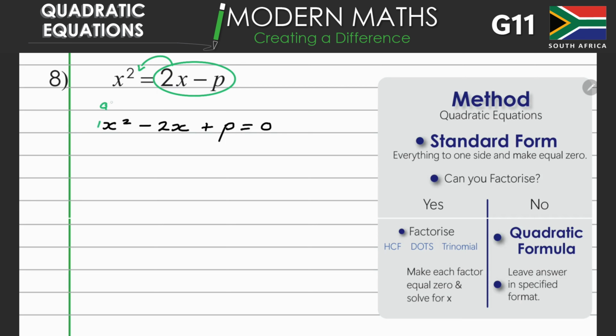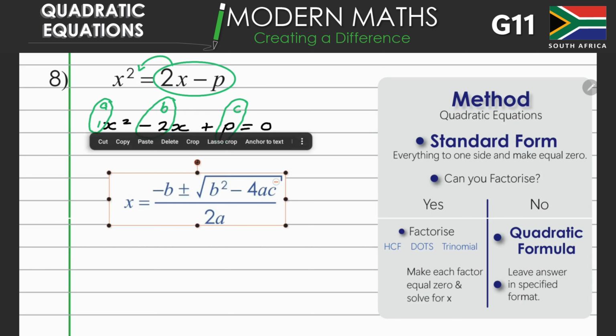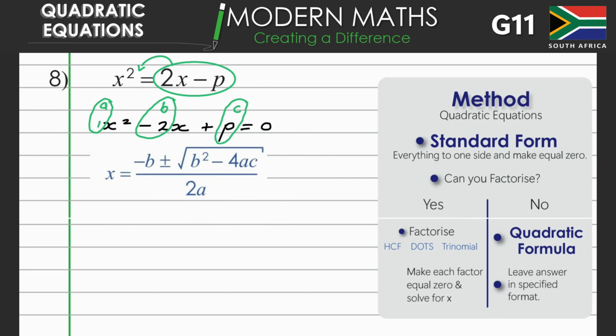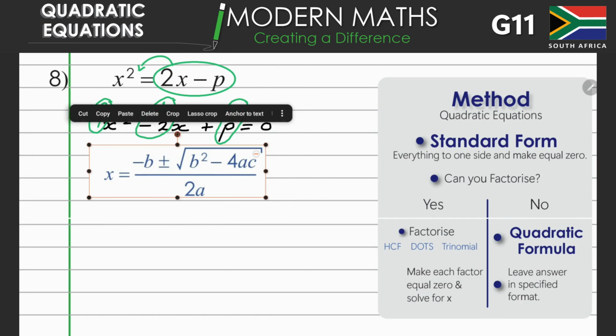So I take the 2x over, take the minus p over, and then from there I want to extract my a, b, and c values. So a is 1, b is negative 2, and c is the thing without x, so c is just that lonely little p at the end. From here you cannot factorize, so you have to use the formula.